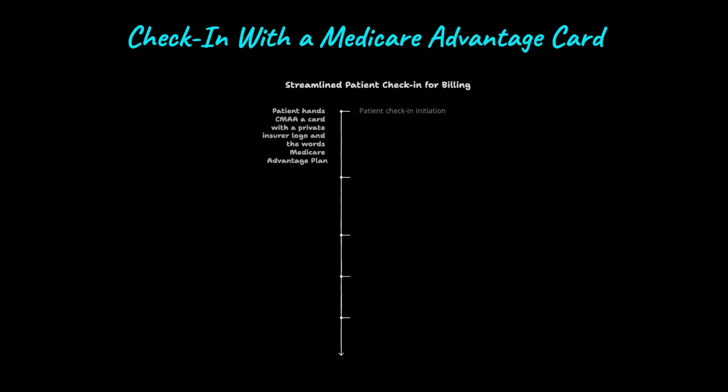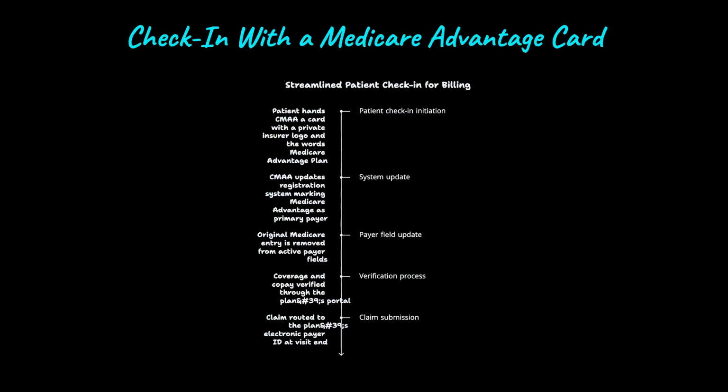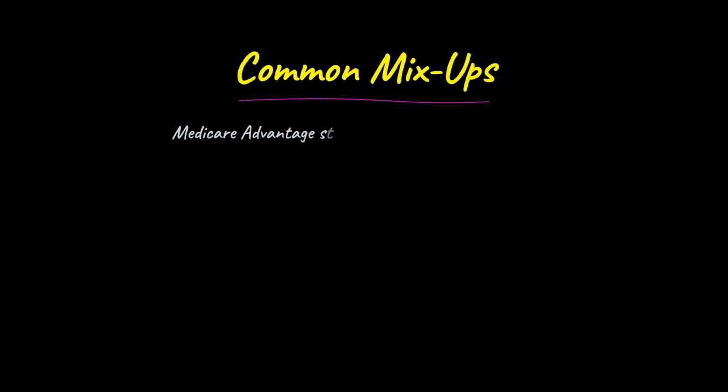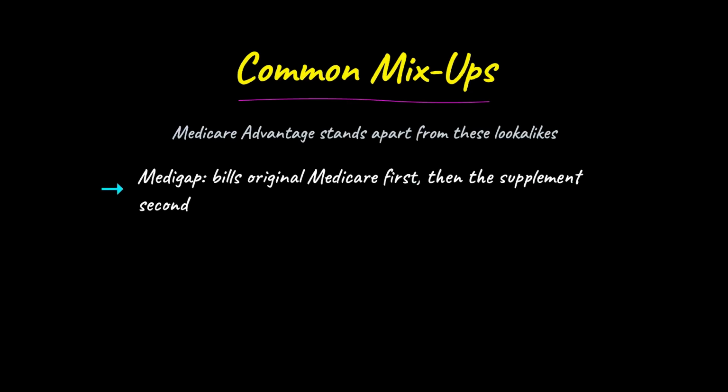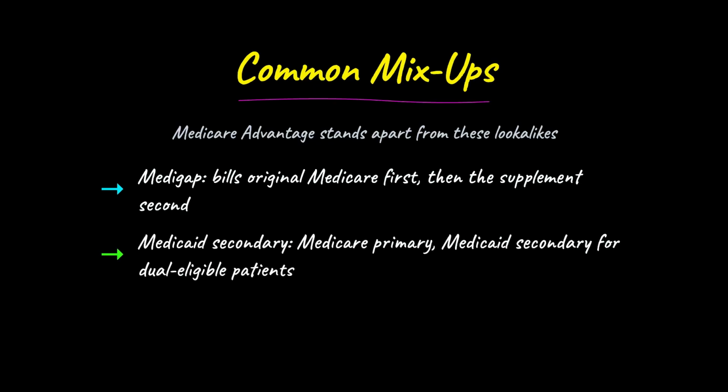At check-in, the CMAA sees a card with a private insurer logo and the words Medicare Advantage Plan, updates the system to mark that plan as primary, removes original Medicare, and verifies coverage through the plan's portal before the claim is sent. Don't confuse this with Medigap, which supplements original Medicare billed first, or Medicaid as secondary payer for dually eligible patients, where Medicare stays primary.